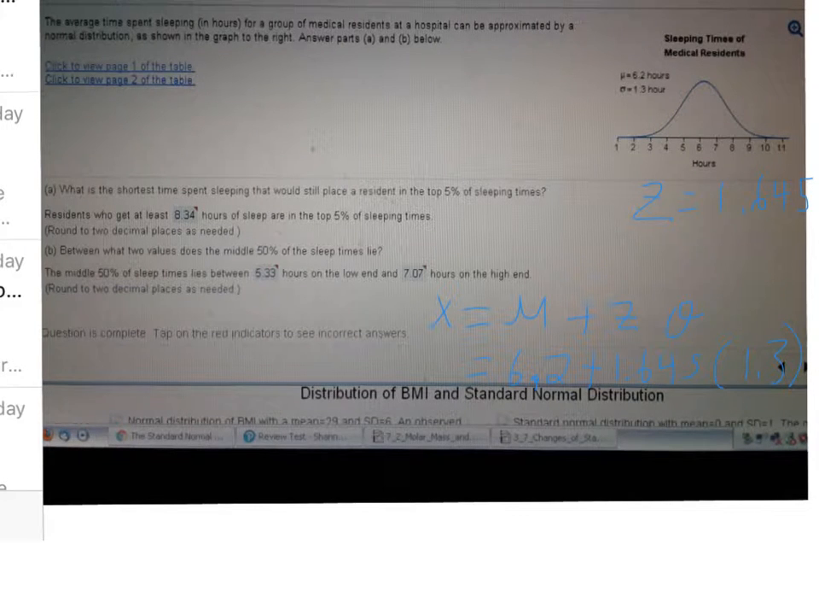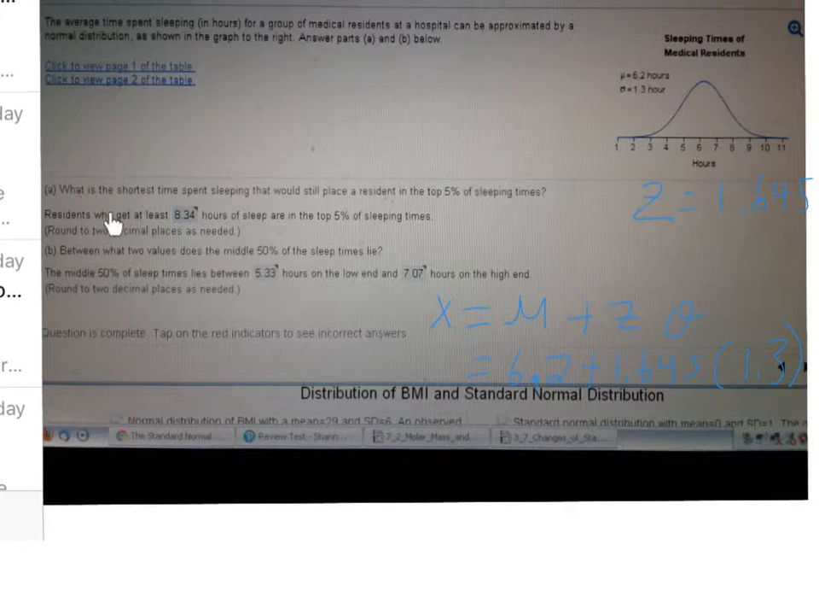So I saw your question. Let's see. The average time spent sleeping, in hours, for a group of medical residents at a hospital can be approximately normal distribution, as shown in the graph at the right. So they give us the mean and the standard deviation here.